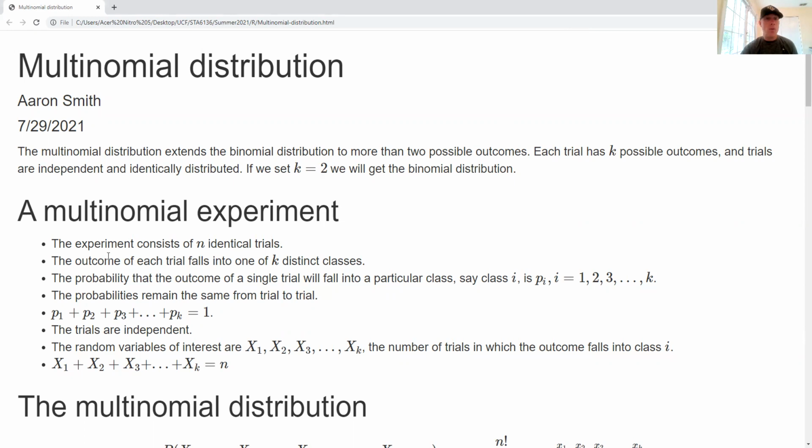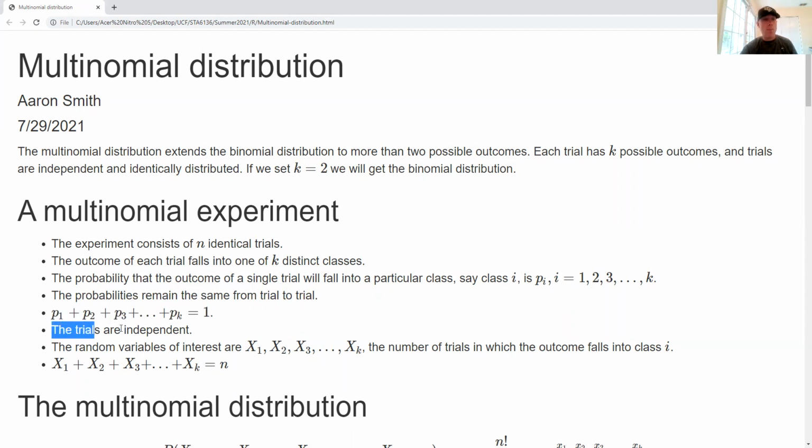So here, n is the number of times I'm going to flip the coin. We have k distinct outcomes. Now, the probability that each trial lands in a particular outcome is, we're going to say, p sub i, and i goes from 1 to k. The probabilities are constant from trial to trial. Of course, probabilities add up to 1.